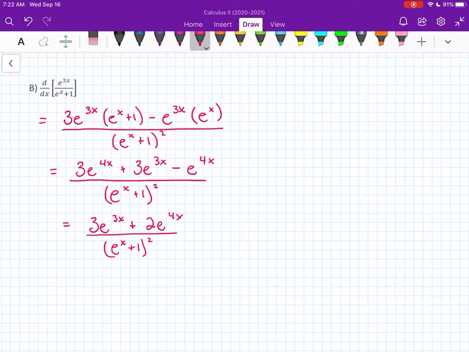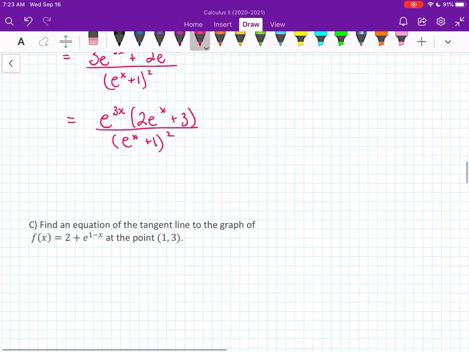Typically when we're working with exponential functions, we factor out any e to the x factors. So I'm going to factor out e to the 3x, and I'm left with 2e to the x plus 3 over e to the x plus 1, quantity squared.